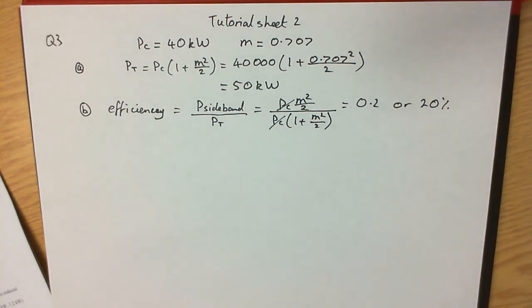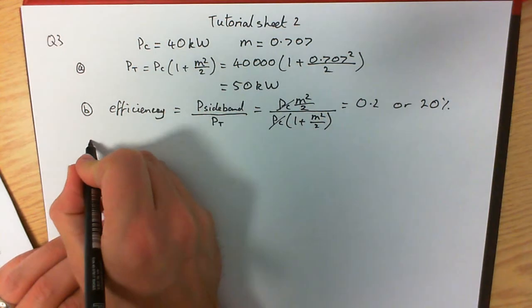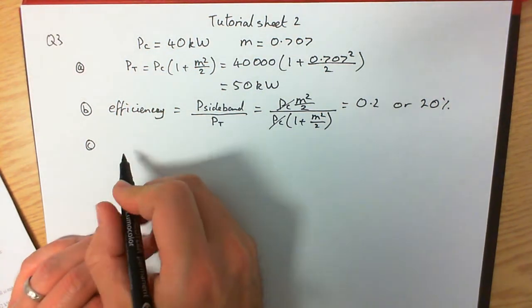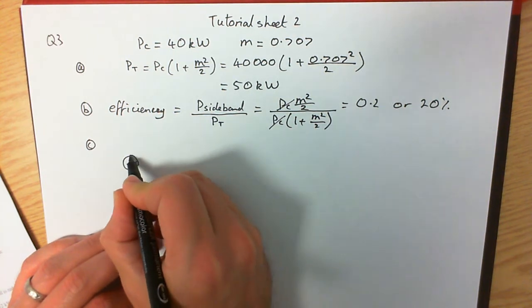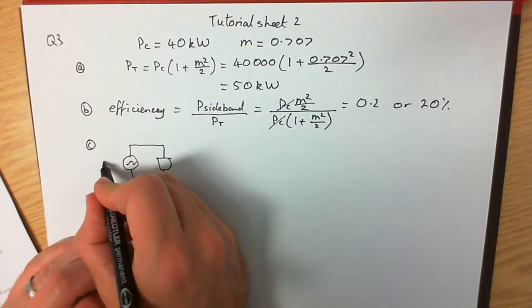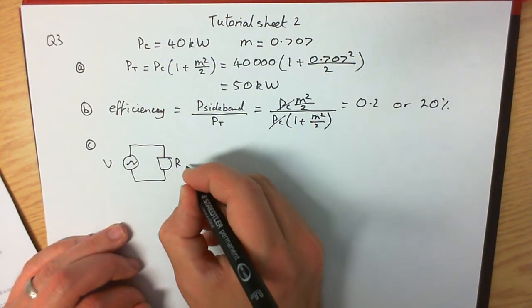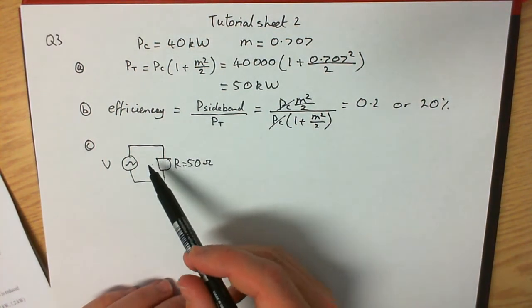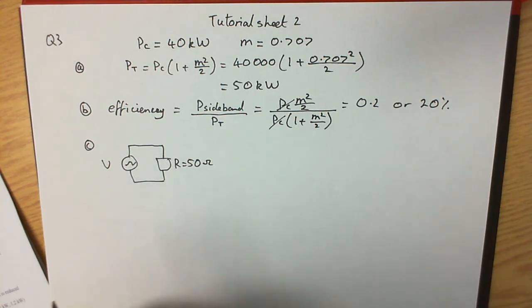So A and B are relatively straightforward. Part C requires a little bit more thought. It's asking for the peak output voltage if the antenna is represented by a 50 ohm resistive load. So what we're essentially saying is we have a voltage going into here and we have some resistive load which is equal to 50 ohms. There's going to be a certain amount of power dissipated into this resistor, and we need to work out what the peak output voltage is.